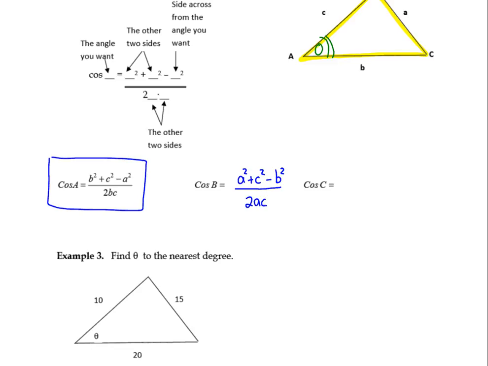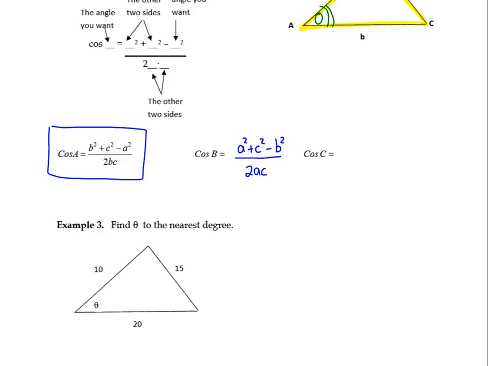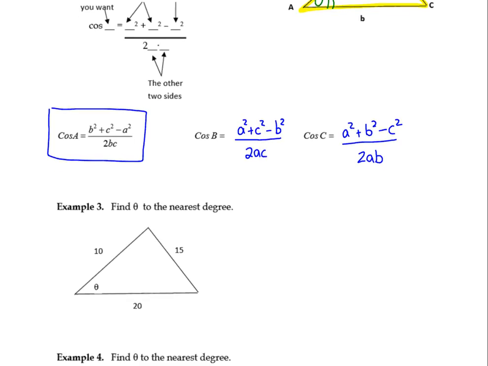Easy. If I was looking for angle C, B squared plus C squared. Miss Johnson, what two sides? B squared and A squared. So A squared plus B squared minus C squared divided by 2AB. So those are our formulas.